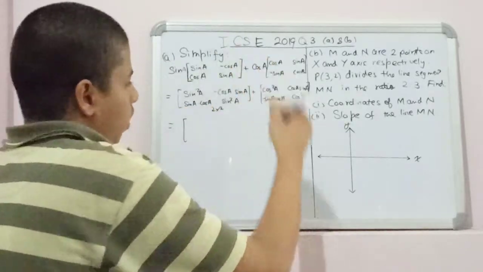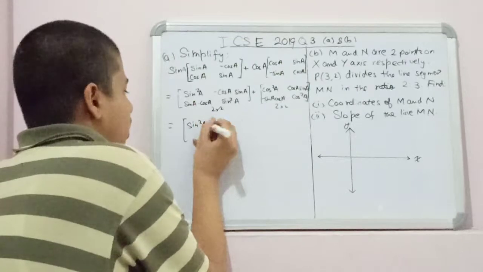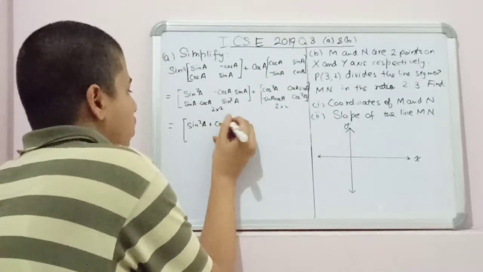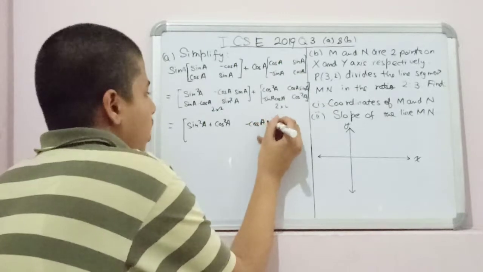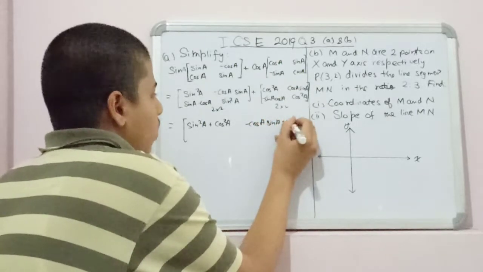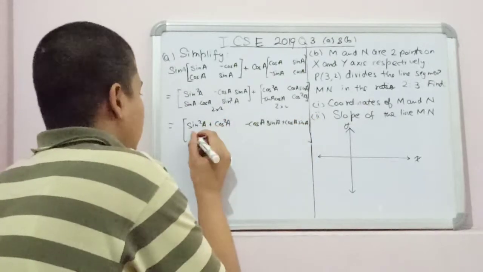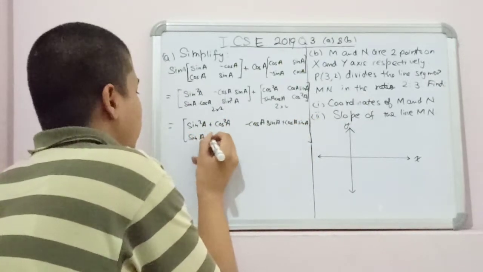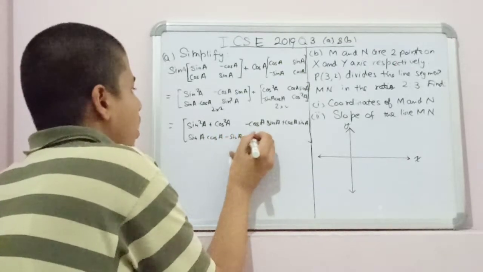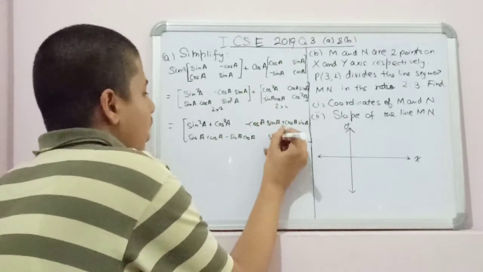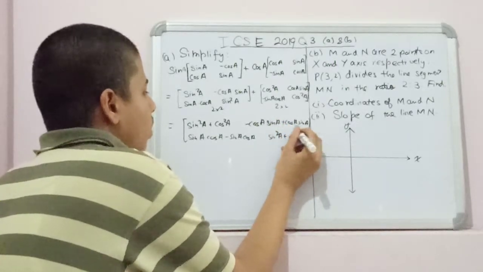Sine squared A plus cosine squared A. Let's write it as it is. This is negative cosine A sine A plus cosine A sine A. And this one is sine A cosine A minus sine A cosine A, and sine squared A plus cosine squared A.